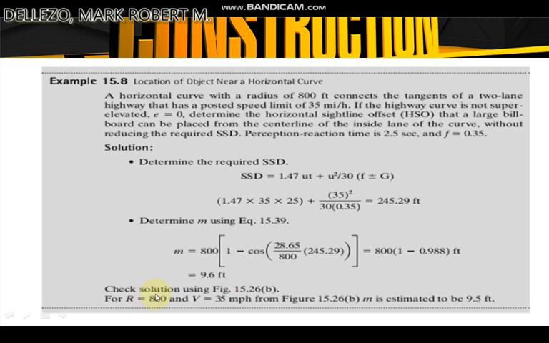For check solution, using figure 15.26, letter B, for R is 800 and V is 35 miles per hour. From figure 15.26B, M is estimated to be 9.5.